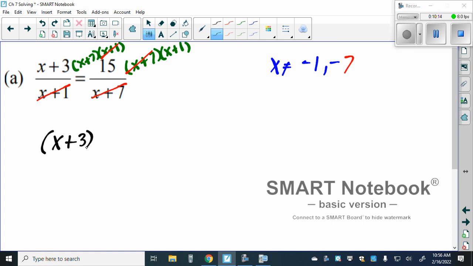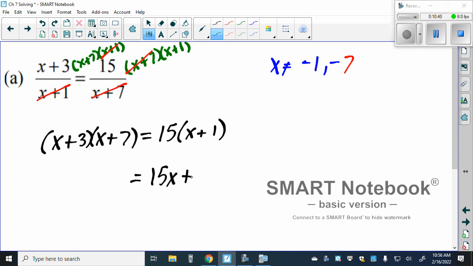Our x plus 3 times x plus 7 is equal to 15 times x plus 1. For some of y'all, doing the 15 times x plus 1 is not too bad, because we can do 15 times x, which would give us 15x, plus 15 times 1 is 15. So if you felt comfortable with doing that, you don't necessarily have to rewrite it. You can if you want to.